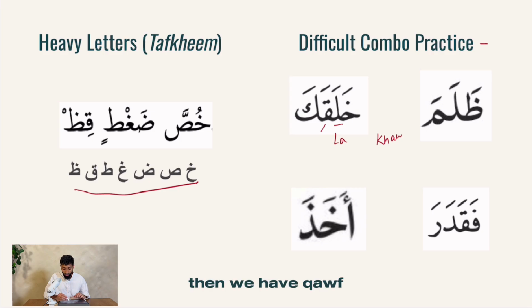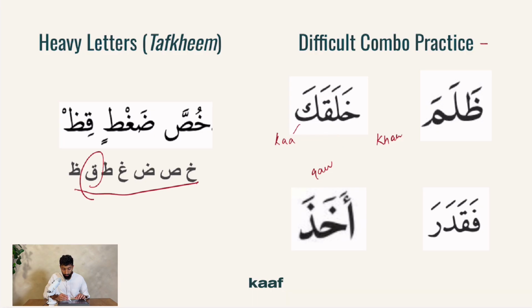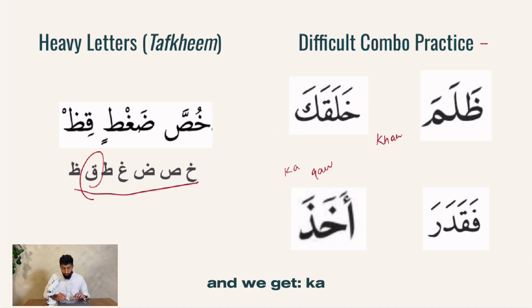Then we have qaf, not khaf, but qaf. Take the first consonant sound, add the ah because it's heavy, one of the heavy letters, and we get qa, short because it's a short vowel. And lastly, we have the letter kaf. Take the first consonant sound, add the a of the fatha, it'll stay a because it's a light letter, and we get ka. So we have kha, la, qa, ka.